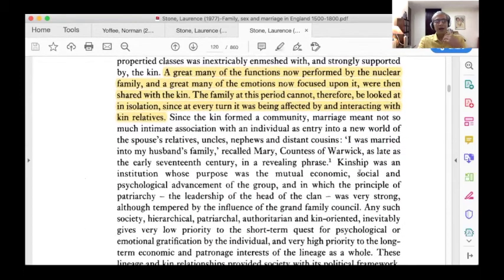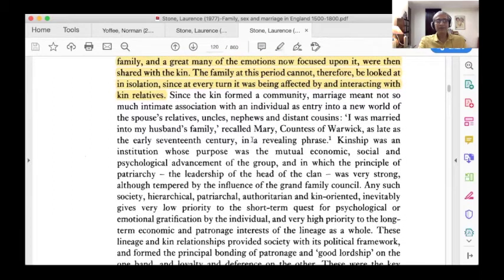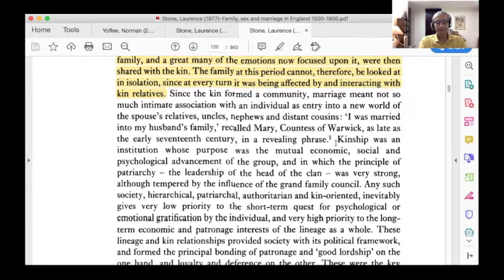So, "I was married into my husband's family," recalled Mary, Countess of Warwick, as late as the early 17th century, in a revealing phrase. Right? So this is something that in many Indian contexts, especially among the upper classes, or one might say upper caste, upper social classes, you see the same kind of obsession, importance given to the extended family, the larger kin.